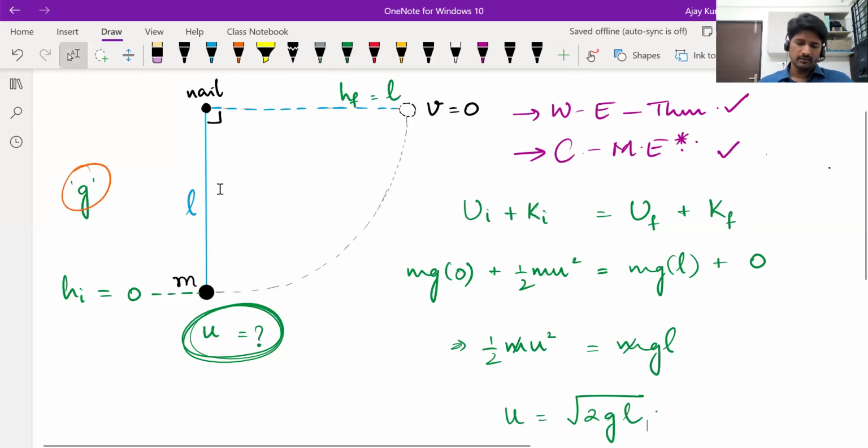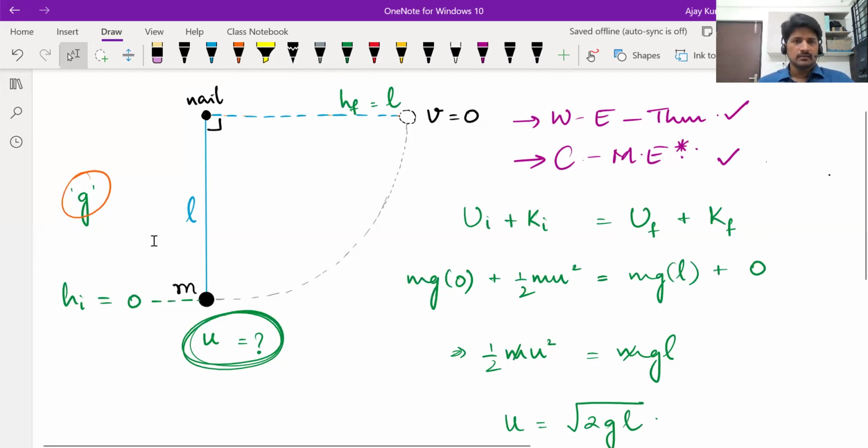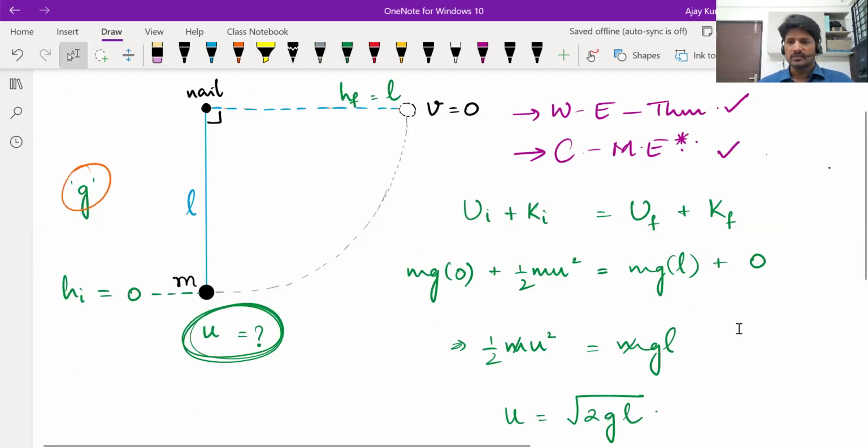Okay, let us discuss the result first. If you give a speed of under root 2gl, the bob will just be able to reach the point where it is at the same level as the nail. It won't be able to cross that point. Okay. Hope the solution is clear. We used mechanical energy conservation. We knew the final velocity. Based on that, we calculated initial velocity.